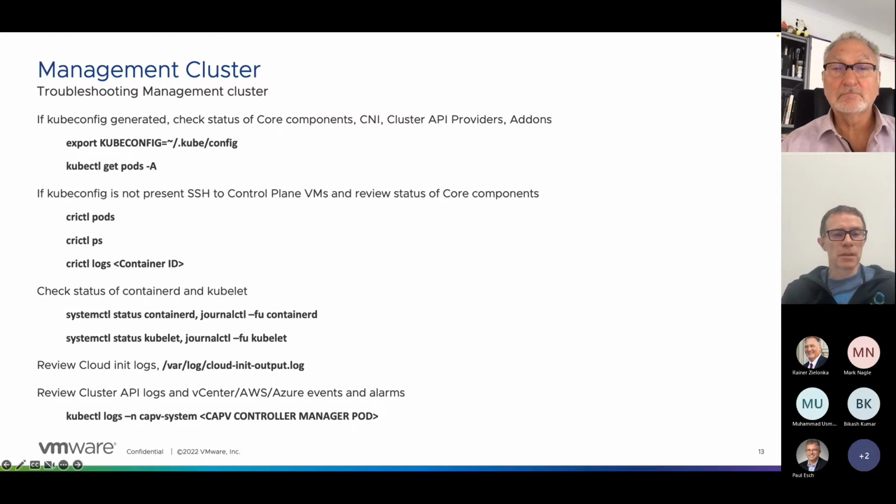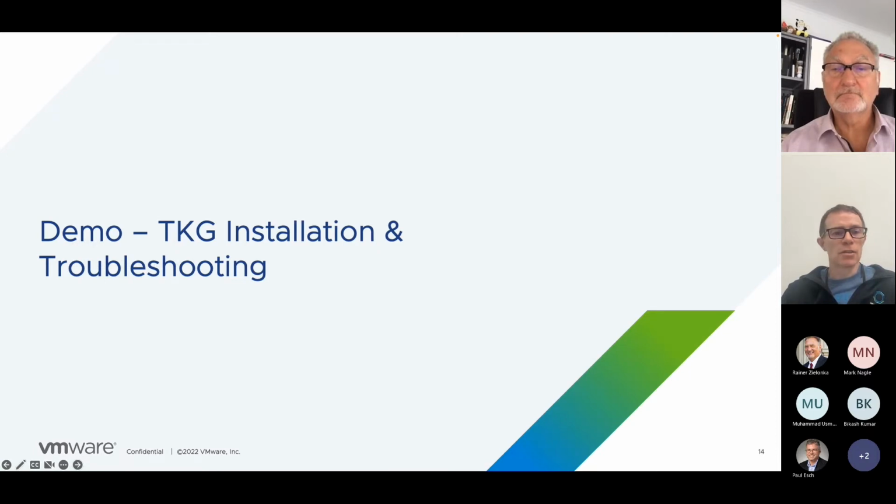The actual bootstrapping of the cluster itself is run as cloud-init, and we can view the cloud-init log files there. I'll cover that in the demo later on as well. And for Cluster API logs, we can view them on the Bootstrap cluster, and then any events or alarms on vCenter or AWS. So I'm just going to do a demo now of the actual installation. Just give me one moment.